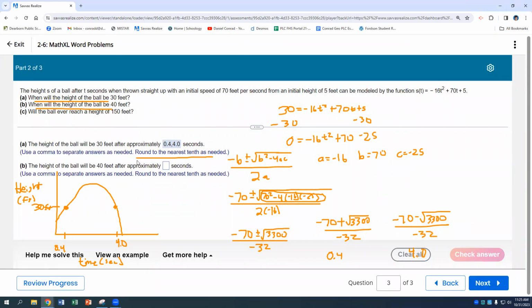Okay, now we're going to do the same thing again at 40 feet. Okay, and then you're going to see if it can reach a height of 150 feet.